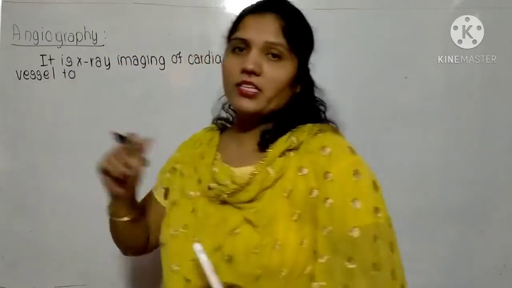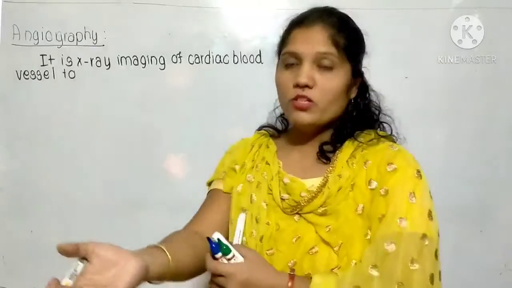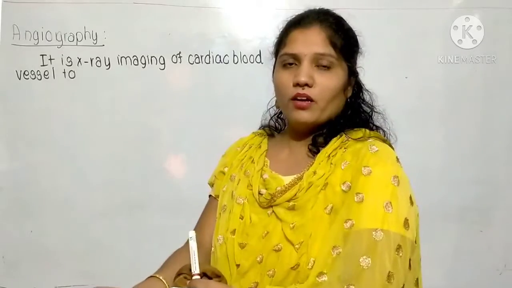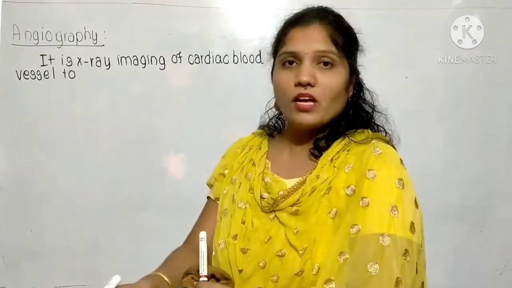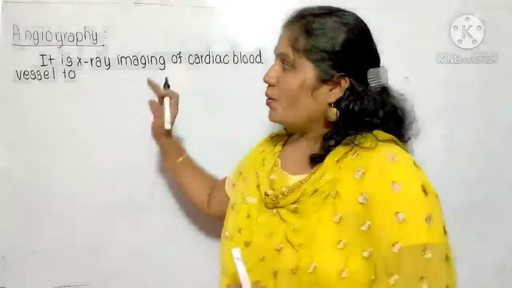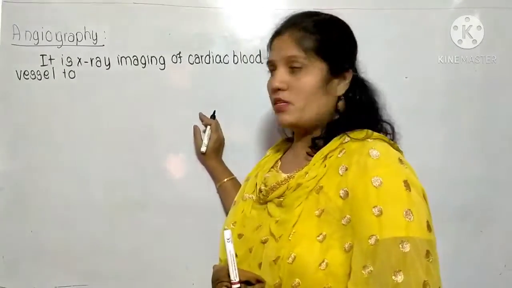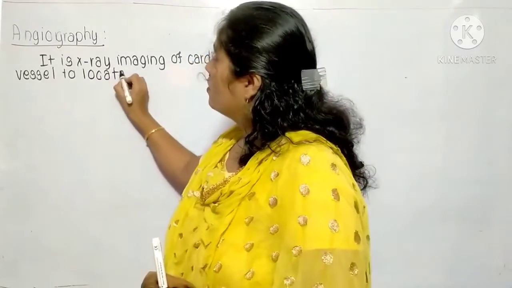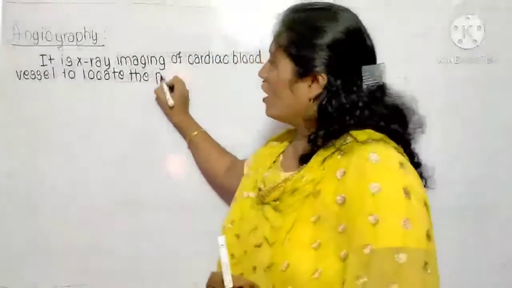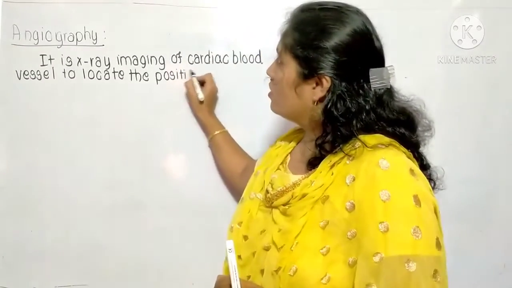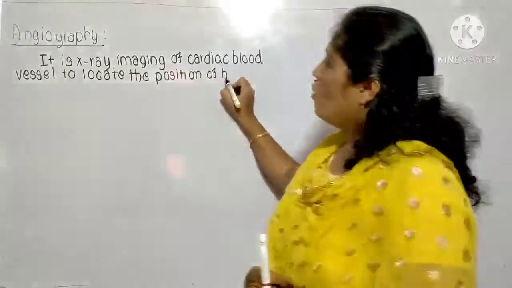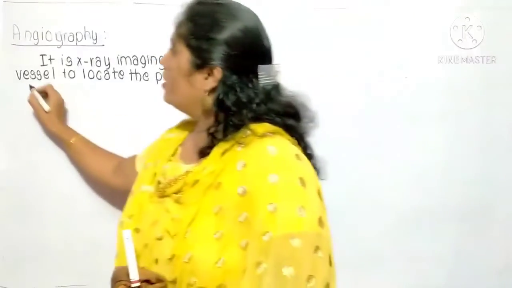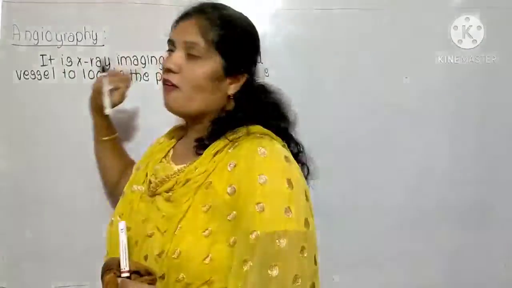Many times we take an X-ray of our body. In that X-ray we get information about our bones, for example where a bone is broken. Here this is the X-ray technique for the cardiac blood vessels, which is very important to locate the position of a blockage. That is known as angiography.